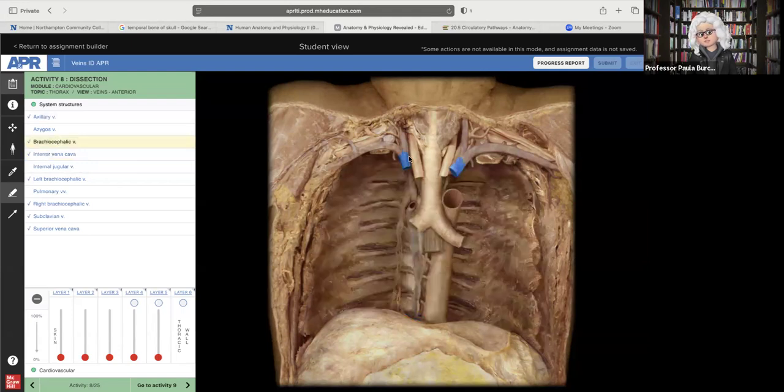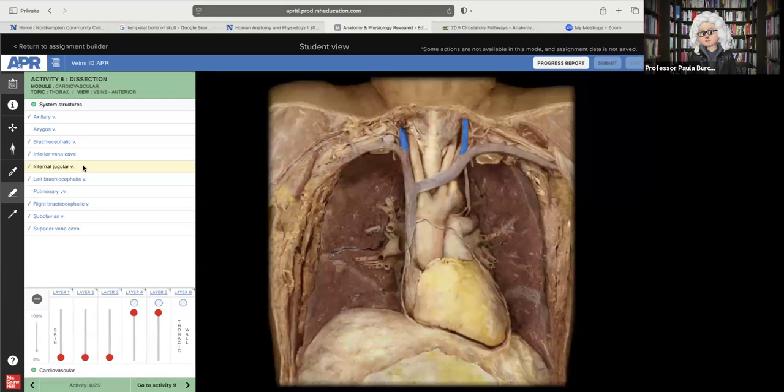So again, this is looking at those brachiocephalic veins. Recall that you have the subclavian veins that are going to empty into the brachiocephalics. And these here are going to be your internal jugulars. Here we go, draining into the brachiocephalics.